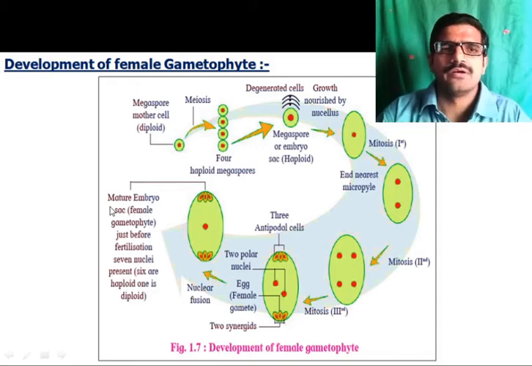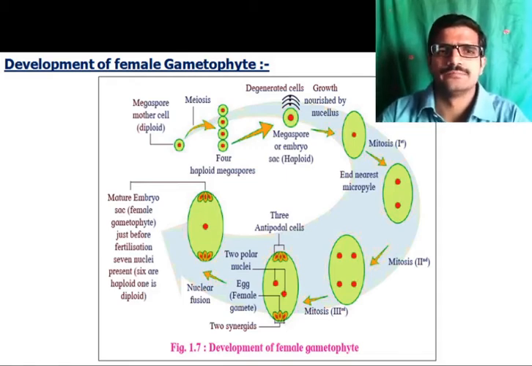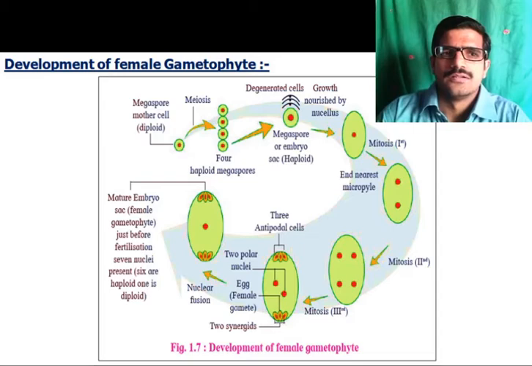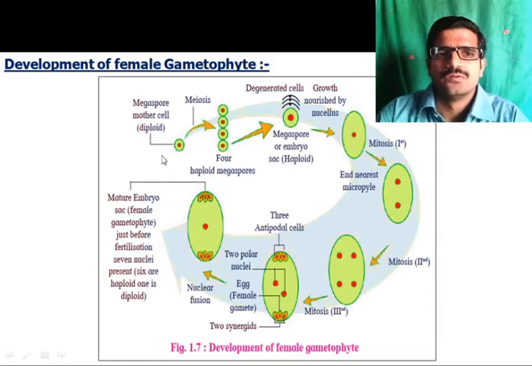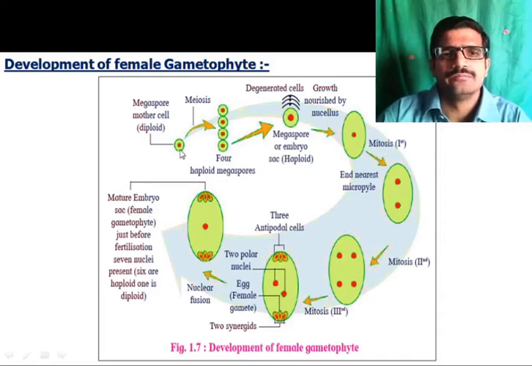Then come to the development of the female gametophyte. For the development of the female gametophyte, there is a requirement of the megaspore mother cell. This megaspore mother cell is the initial cell of development of the female gametophyte.